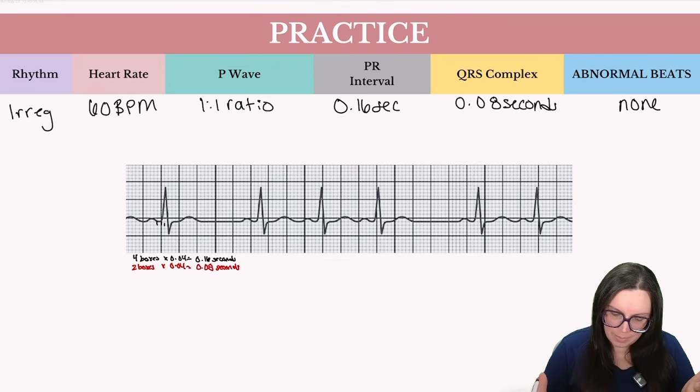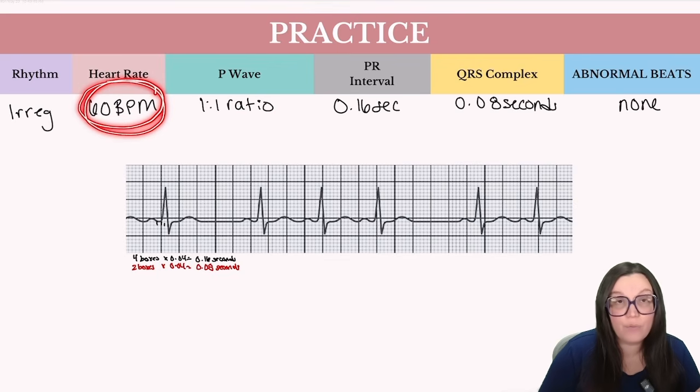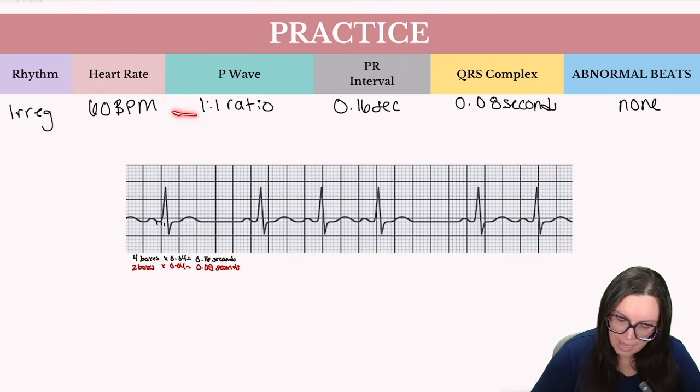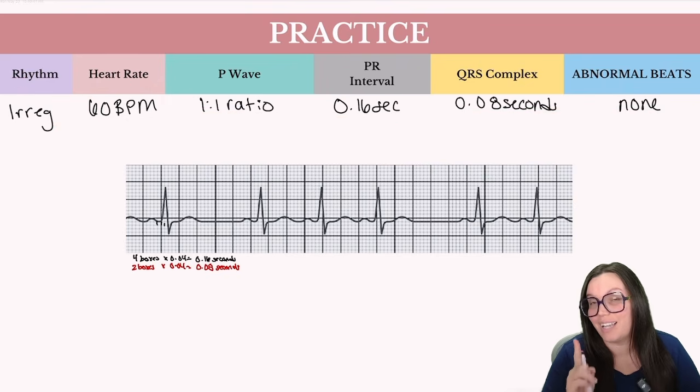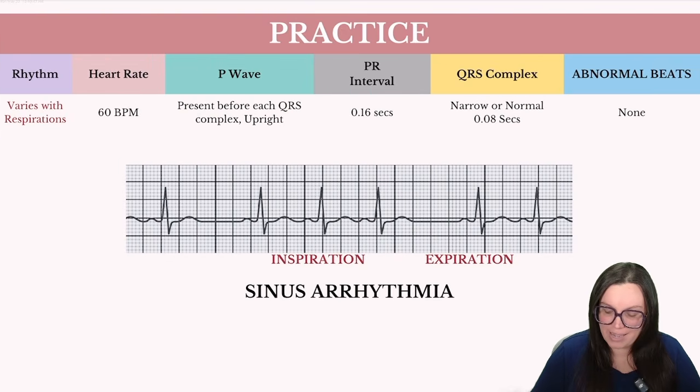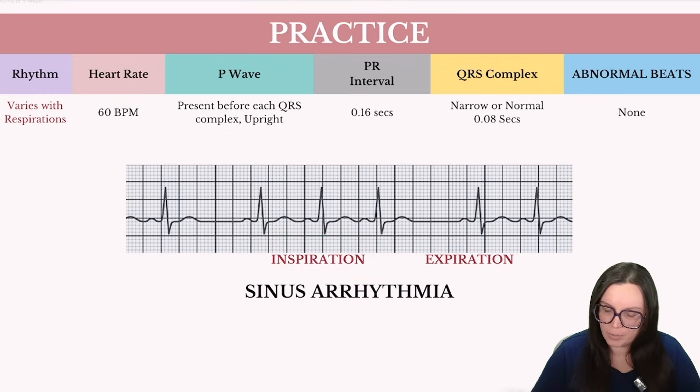So here we've got something that's a little bit different, right? We have 60 beats per minute, which means it falls within that normal sinus range. Everything else is normal except the fact that our rhythm is irregular. There's only one sinus rhythm that is irregular, and that is our sinus arrhythmia, because as we know, our heart rate beats a little bit faster during inspiration and it slows down during expiration.